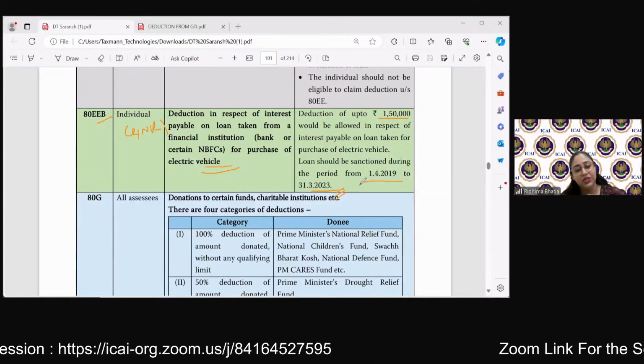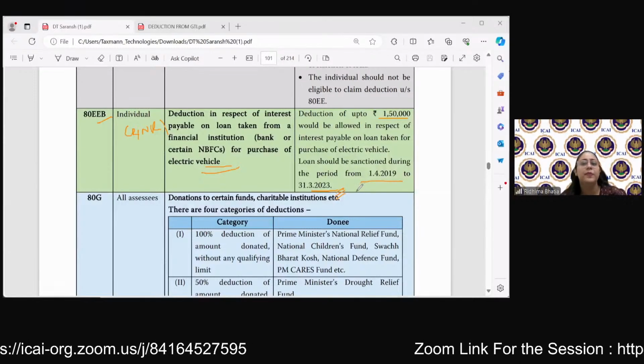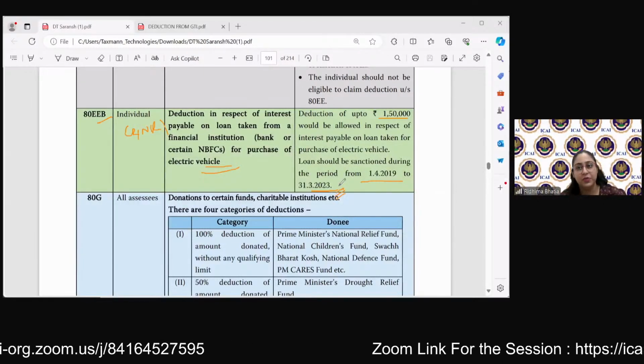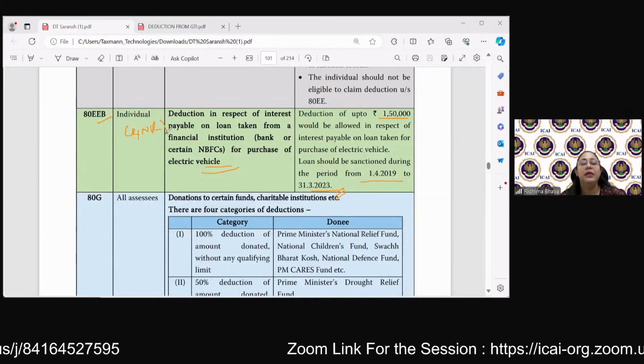Yes, you can claim a deduction under Section 36(1), Clause 3 or 4, which is for interest, but obviously the same interest cannot be claimed as a deduction twice. Electric vehicles, 80EEB.